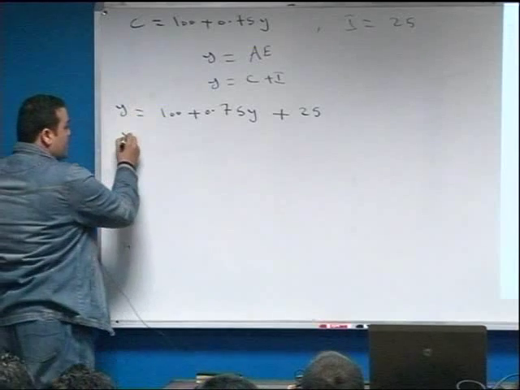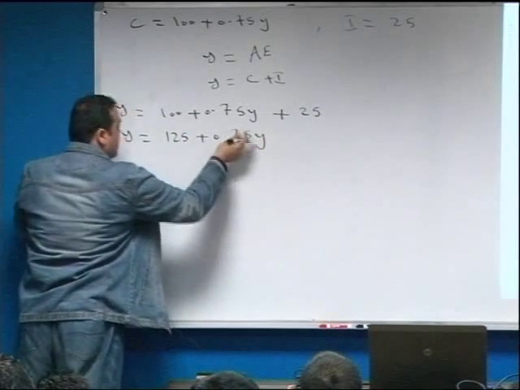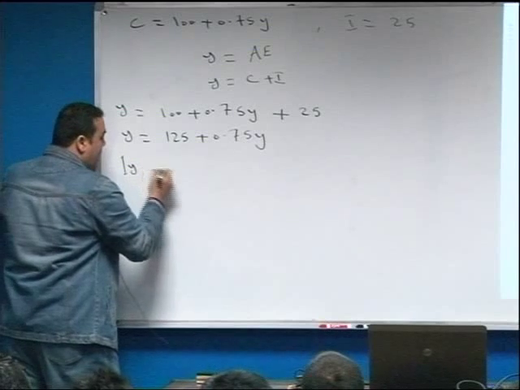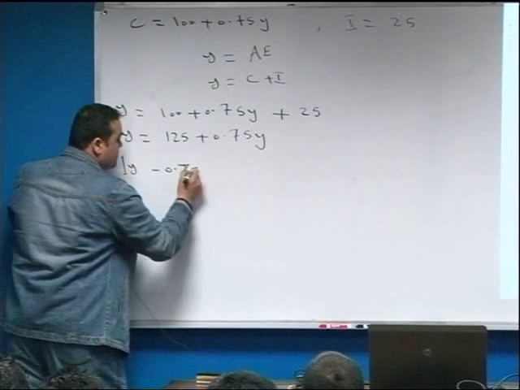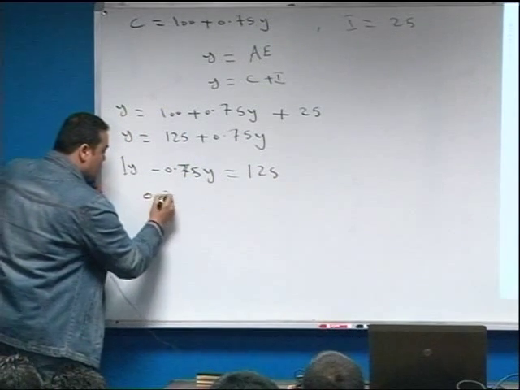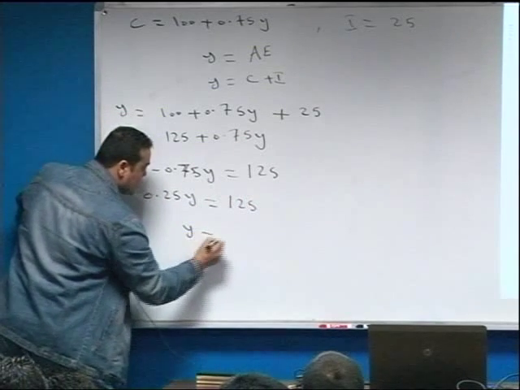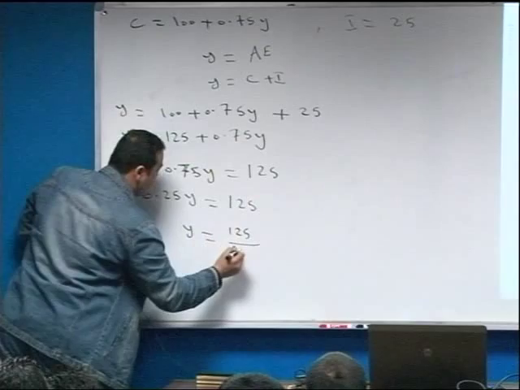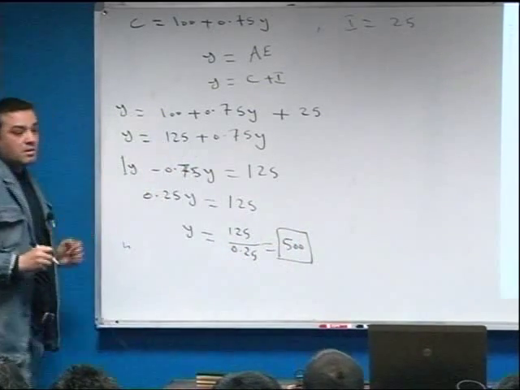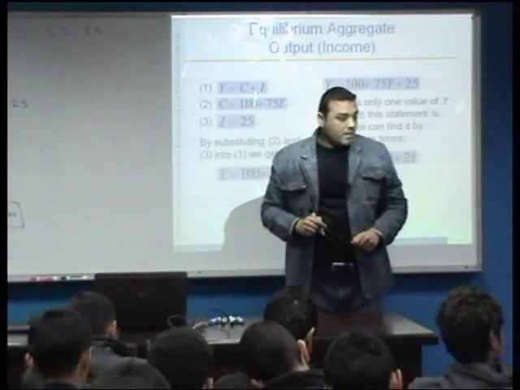So y equals 125 plus 0.75y. We do shifting. So 1y minus 0.75y equals 125. So 0.25y equals 125. So y equals 125 over 0.25, which equals $500 million. This is the equilibrium aggregate output, right?